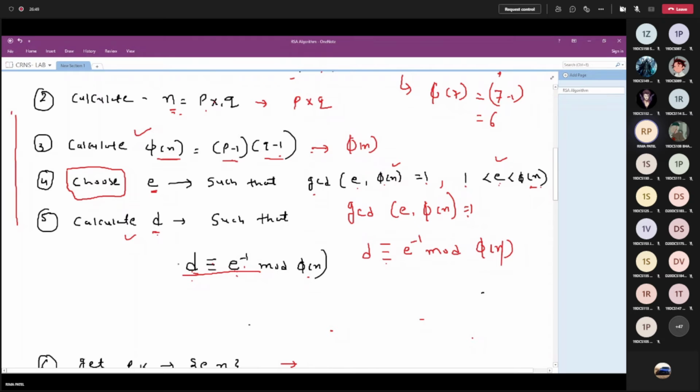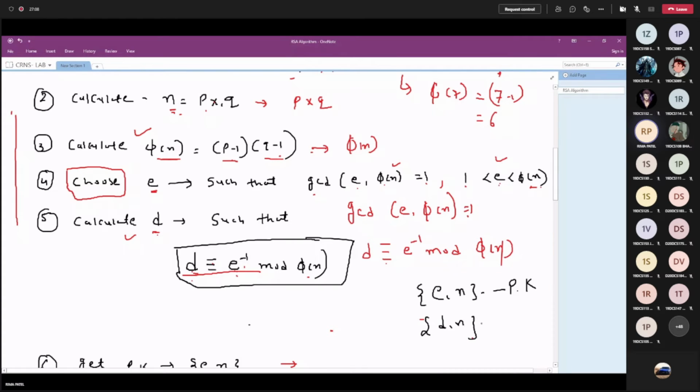Okay, this is the equation which is given in the algorithm. That value of D, E I have chosen. Now this D is going to be used for the private key. E and N together will make what? Your public key. And D and N together will make what? Your private key. So if E is given to you and we have calculated D, I need to calculate D, and to calculate D I have the equation D congruence E raised to minus 1 mod phi N. Now this is the equation which is given already.